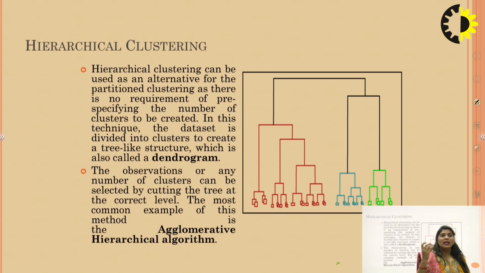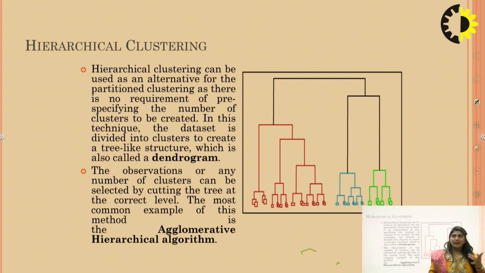So we can say if there are 3 clusters formed, 3 groups are formed. So that is a 3 means algorithm. Now here in the hierarchical clustering method, we do not need to form the clusters. We do not need to know how many clusters can be formed. So in this technique, the data set is divided into clusters to create a tree-like structure.